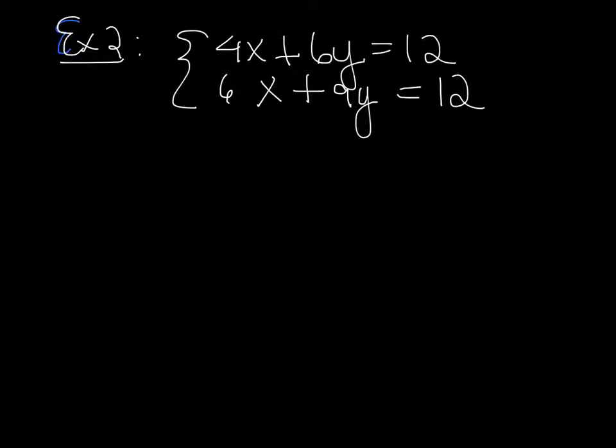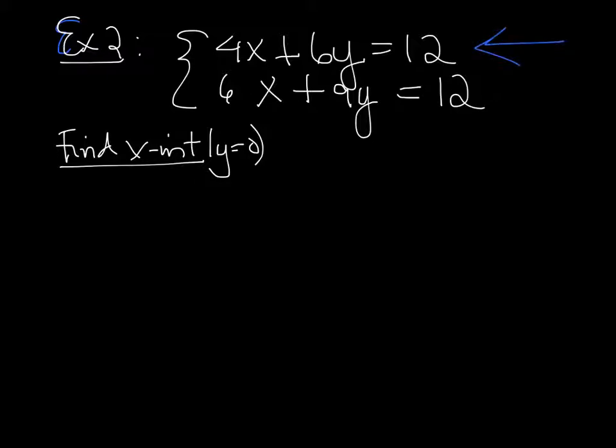So again, choose your preference. Do you want to use the intercept method, or do you want to use the slope-intercept form? I'll just use the intercept method, just to choose a preference. So let's find the x-intercept. That means I'm going to let y be 0 in the first equation.